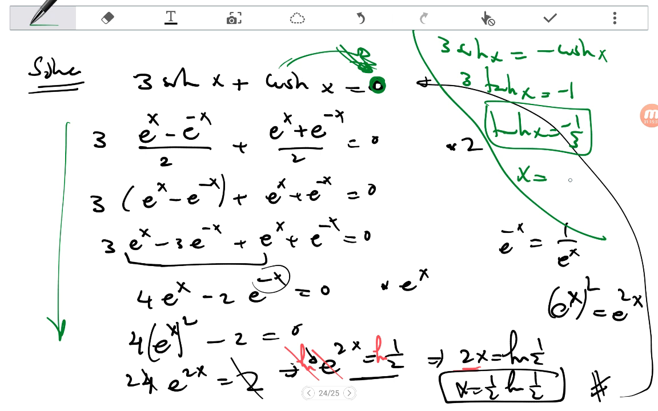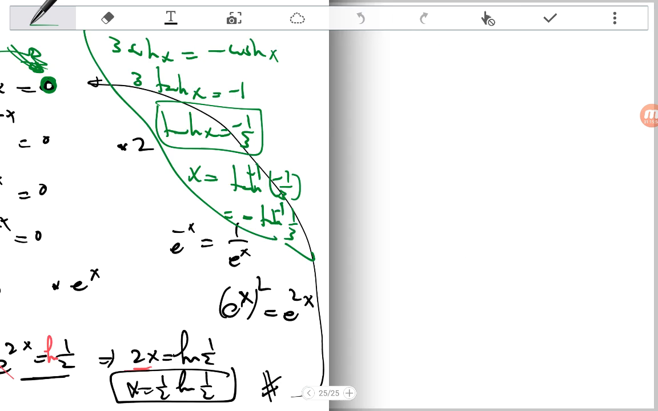So what is x in this side? It's just tangent inverse of -1/3. I can take the negative outside, so it is negative tangent inverse 1/3, and I have solved it. This is a much easier solution than all of these steps. Okay?